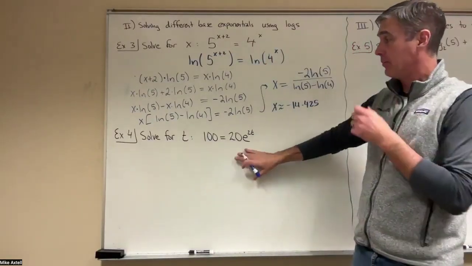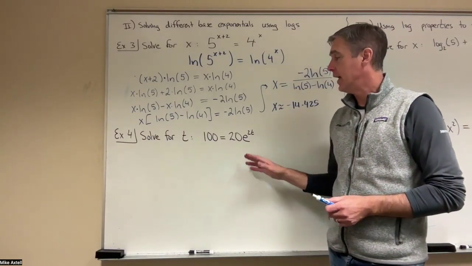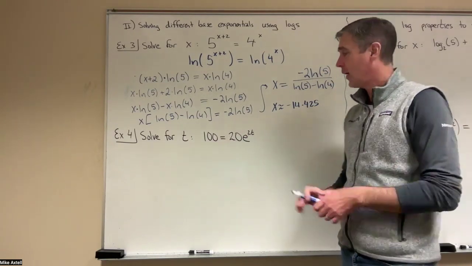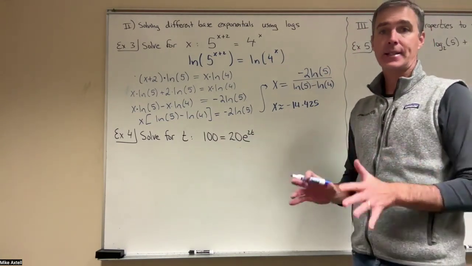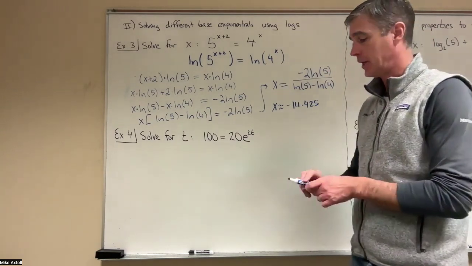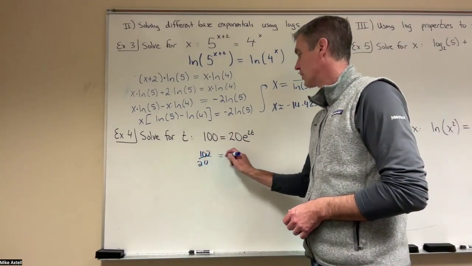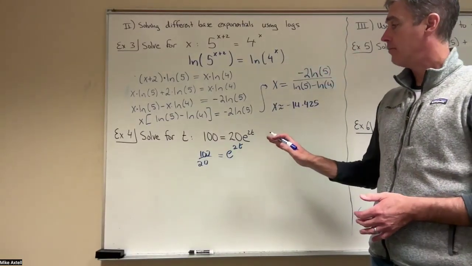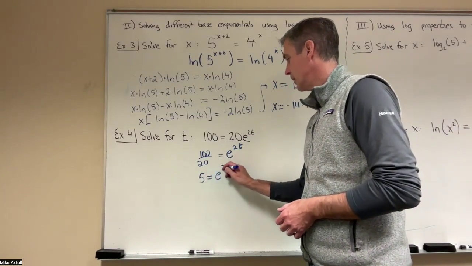All right, similar problem here. I've got 100 equals 20e to the 2t, and I don't know how to write 100 as e to a power, right? So how do I solve something like this? Well, I'm going to first try and isolate the exponential part of this expression. So I'm going to take my 20 and divide it to the other side. So I got 100 divided by 20 equals e to the 2t. Cool. Well, 100 divided by 20 is just a 5. So I have 5 equals e to the 2t.